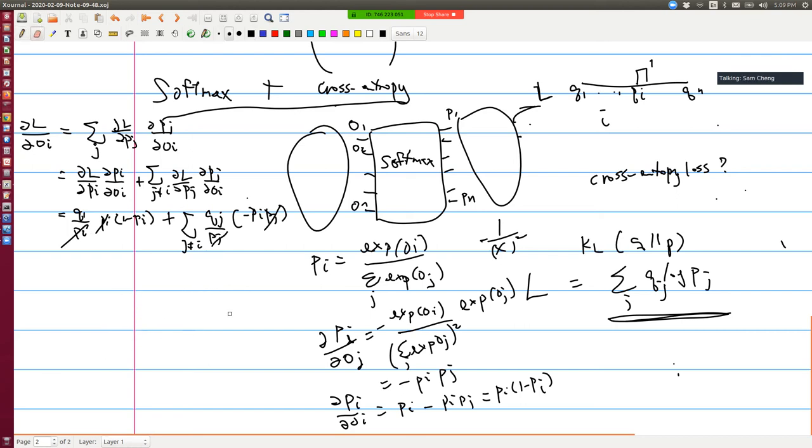If you look at this, I'm summing over j, so this does not depend on j and I can put it outside. I'm summing over q_j, all of them except the ith element, so this sum is actually equal to 1 minus q_i. So we get (1 minus q_i) times p_i, minus q_i times (1 minus p_i). Then things cancel: I have minus here, minus here, and p_i q_i gets canceled. So basically I just have p_i minus q_i.